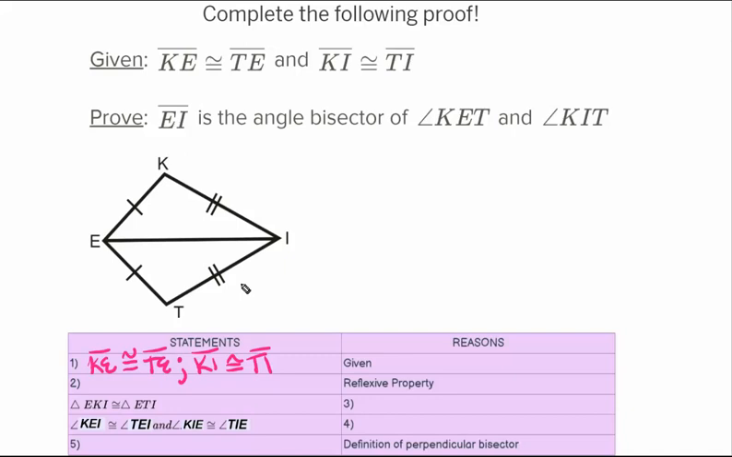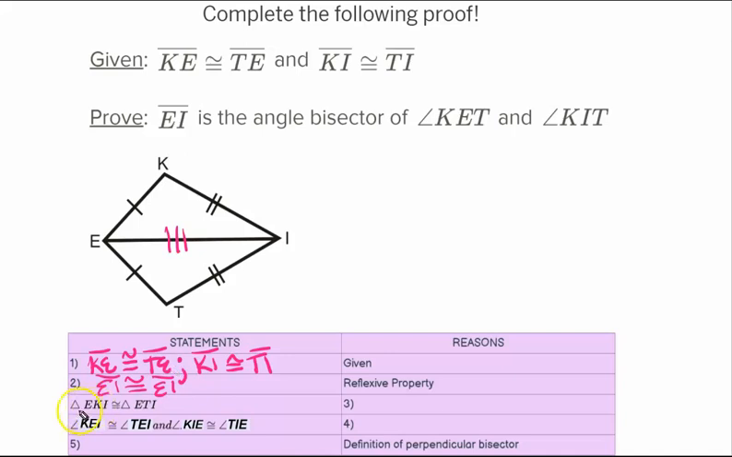Then the second statement, it tells us the reason is the reflexive property. So we can use that clue to know that they're talking about something being equal to itself, either an angle or a segment. In this case, since we have 2 sides, we know that this third side, segment EI, is going to be equal to itself, because it's the same segment. So that's what we're going to put for statement 2.